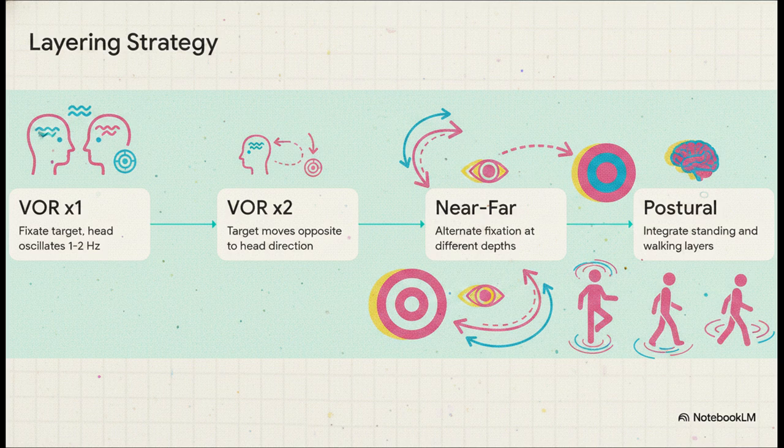Step 3 brings in near-far switching, where they bounce their fixation between 2 targets at different depths during the head turn. And for step 4, we layer in standing and walking, tying in postural control so they're adapting their entire balance system, not just their eyes.